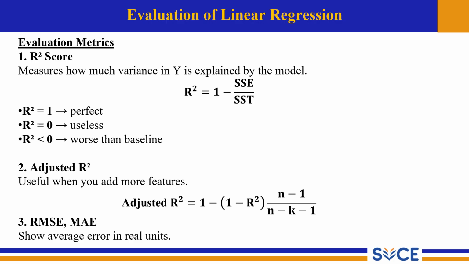Finally, we look at the error-based metrics like RMSE and MAE. These numbers tell us how far our predictions are from the actual values in real units, which makes them very easy to interpret. MAE gives the average absolute error. RMSE, the square root of the mean squared error, penalizes large mistakes more heavily. Together, these metrics give us a complete picture of how good our regression model really is, whether it fits the data well, and how accurate its predictions are.